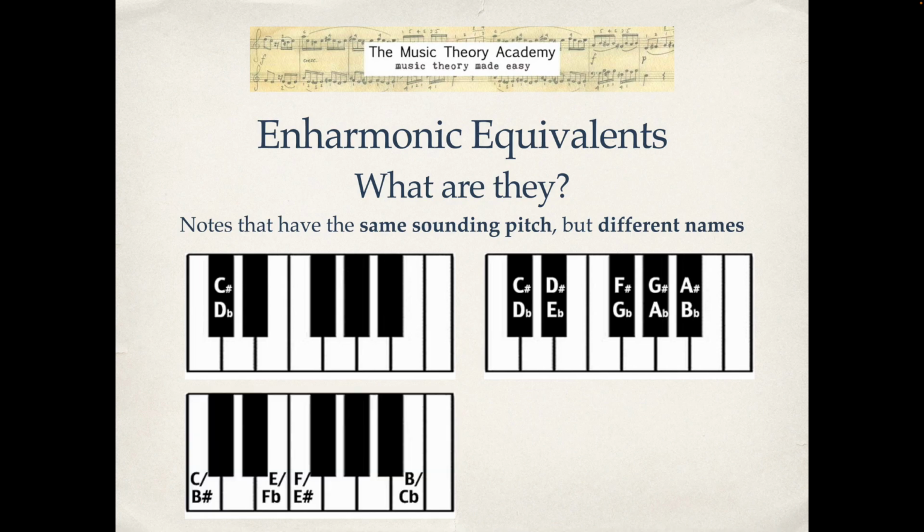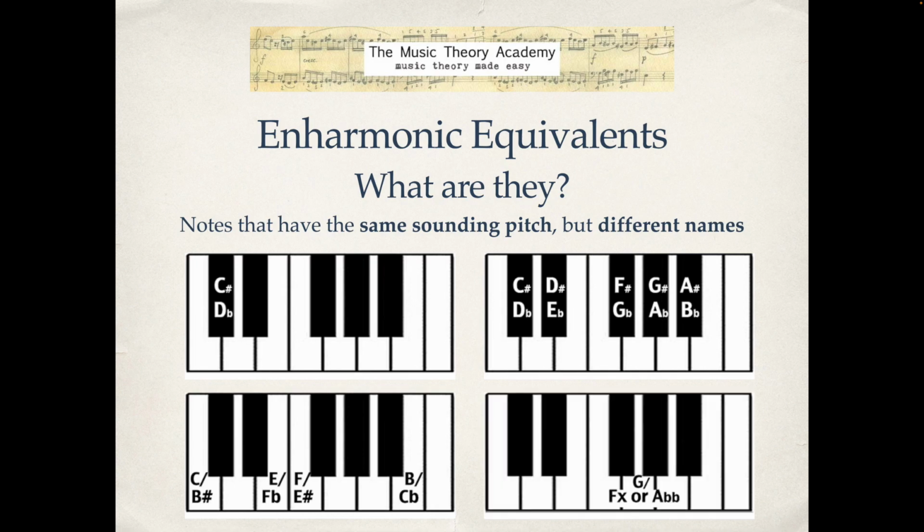Now, it's not just the black notes that have enharmonic equivalents. So the note C, we mostly know as C, but we could describe that as B sharp. E could be described as F flat, F could be described as E sharp, and B could be described as C flat. It doesn't stop there, we can go even further. If you take the note G, if we bring double sharps and double flats into it, G could be described as F double sharp or A double flat.